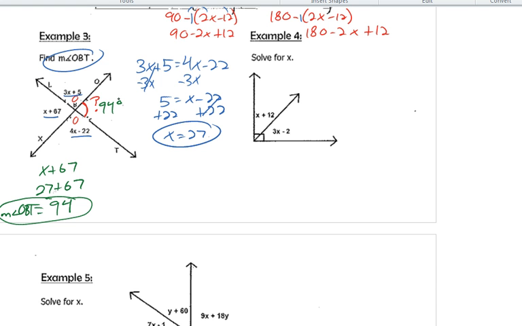Next one, looking at a couple angles. We want to just solve for x. So you don't have to find anything after that, just solve for x. So we're looking at this key feature right here. Right away it tells us it's 90. Again, this is one that you can probably work ahead, see what you come up with.